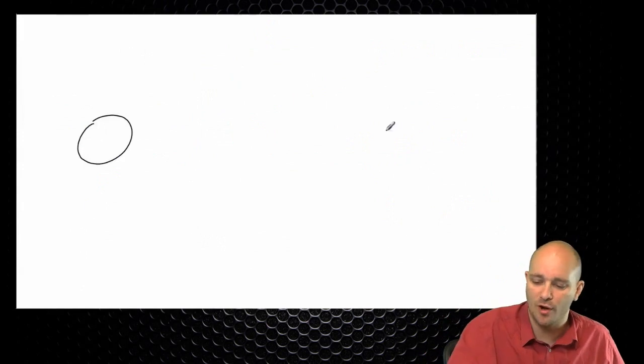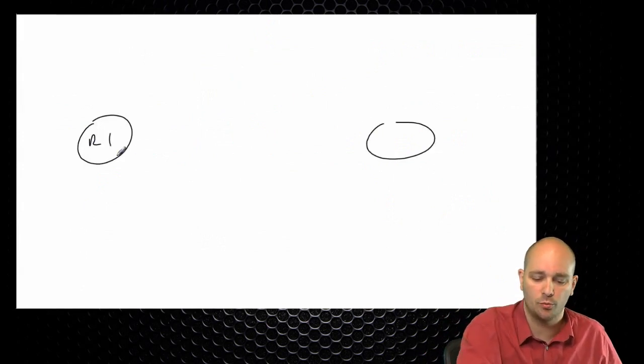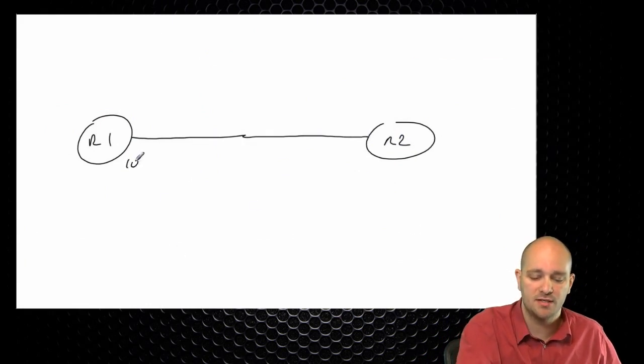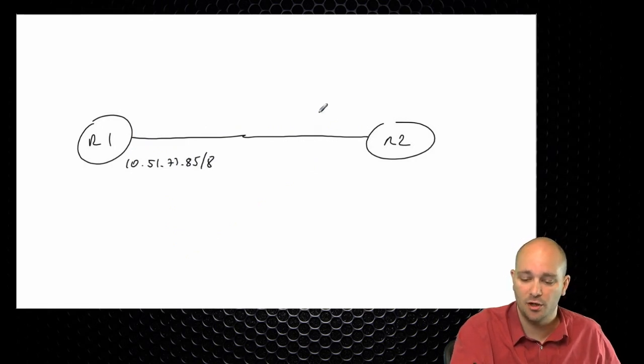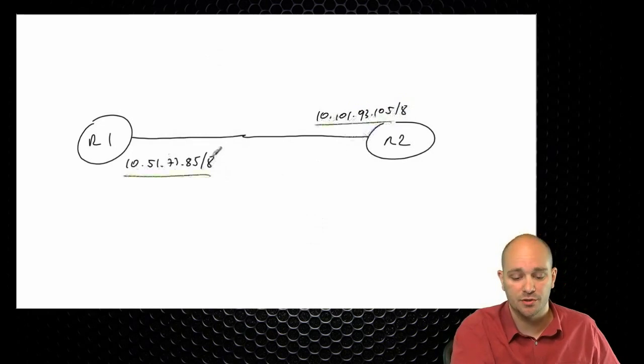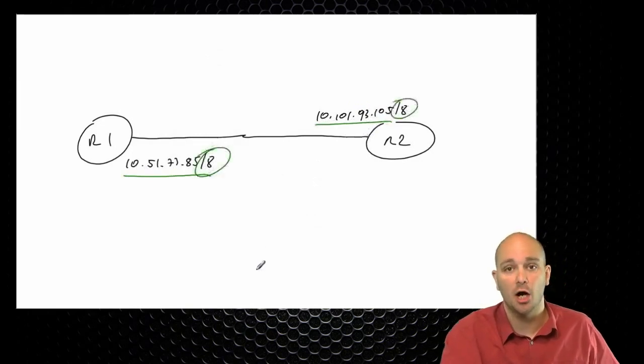Let's say that I have two routers, router 1 and router 2, and let's say that they are connected on serial interface. And the IP address here is 10.51.73.85/8. And here it's 10.101.93.105/8. Are these on the same subnet? Well, the answer is yes, they are.